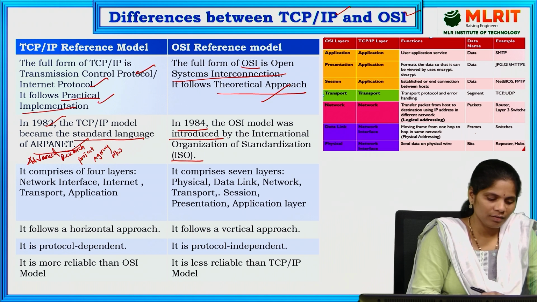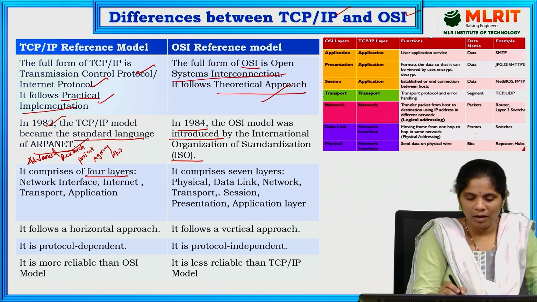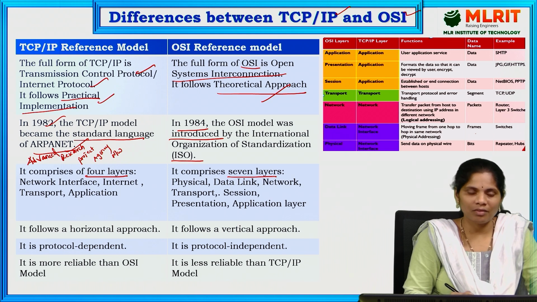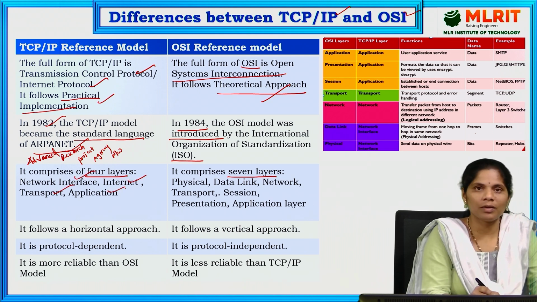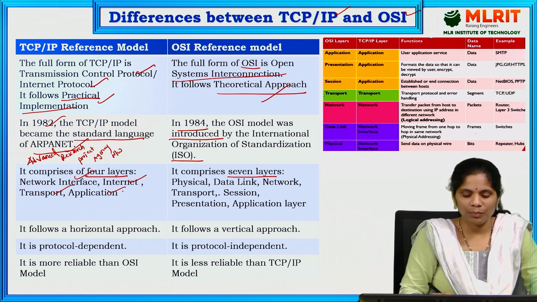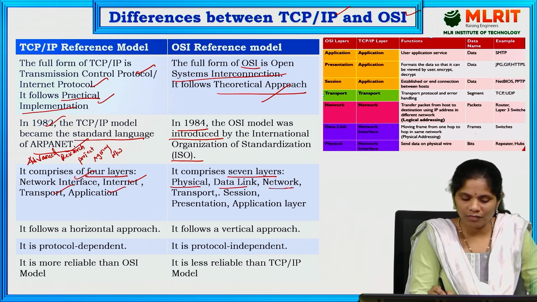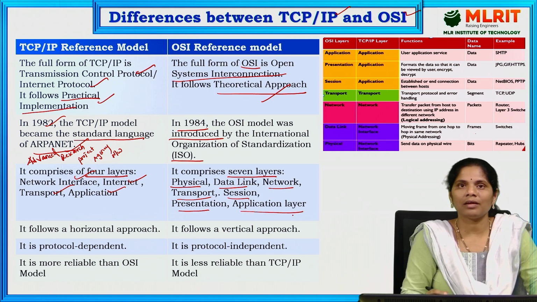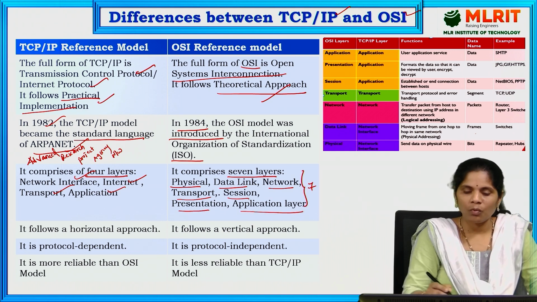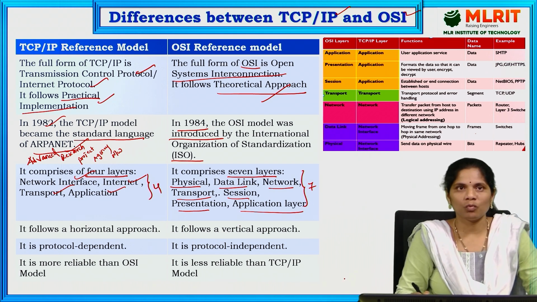TCP/IP has 4 layers, and OSI has 7 layers. These 4 layers are network interface, internet layer, transport layer, and application layer. These are the layers in TCP/IP. And coming to OSI, it has the physical layer, data link layer, network layer, transport layer, session layer, presentation layer, and application layer. These are the 7 layers in the OSI reference model. Here it is 4, here it is 7.